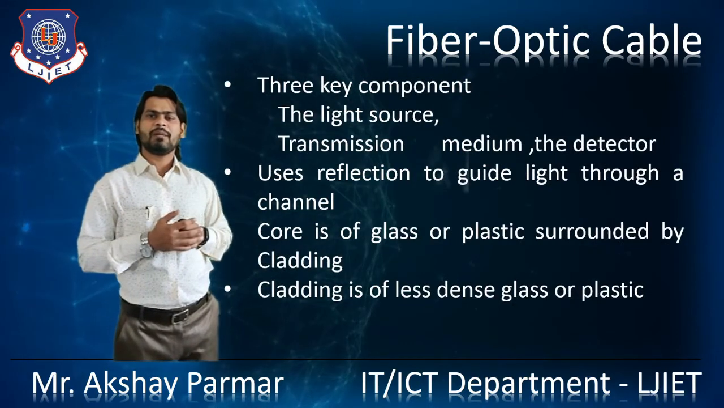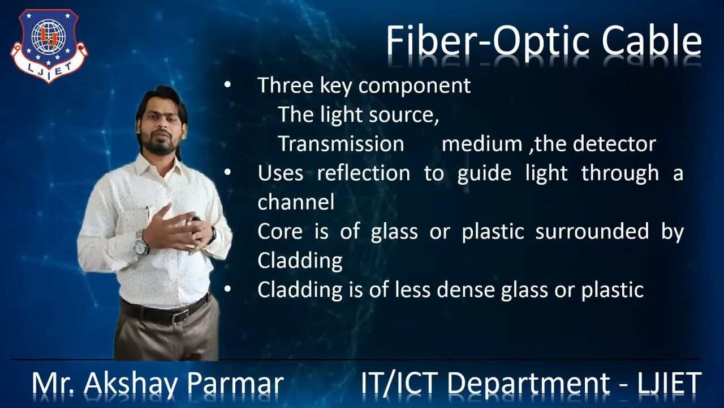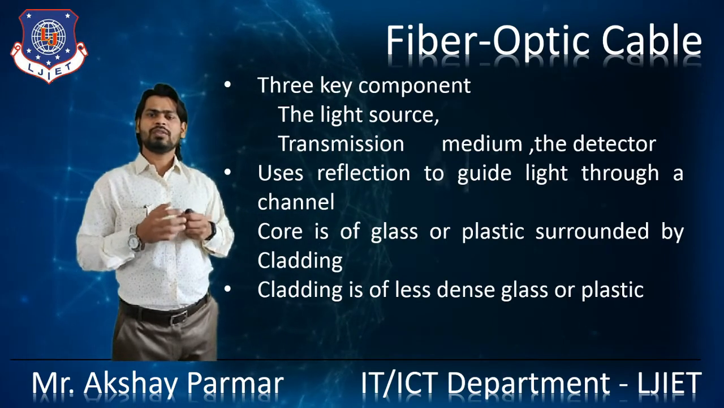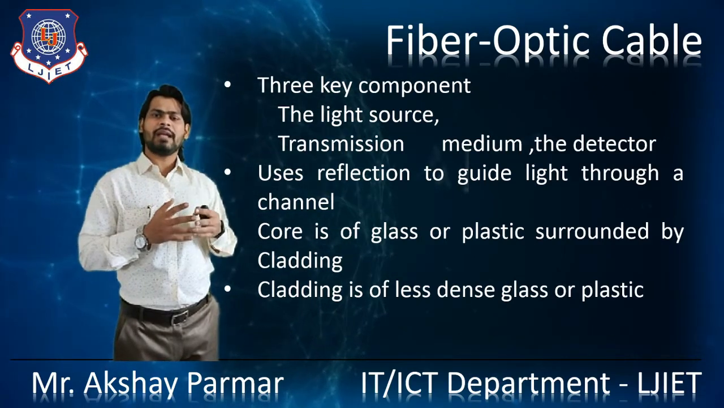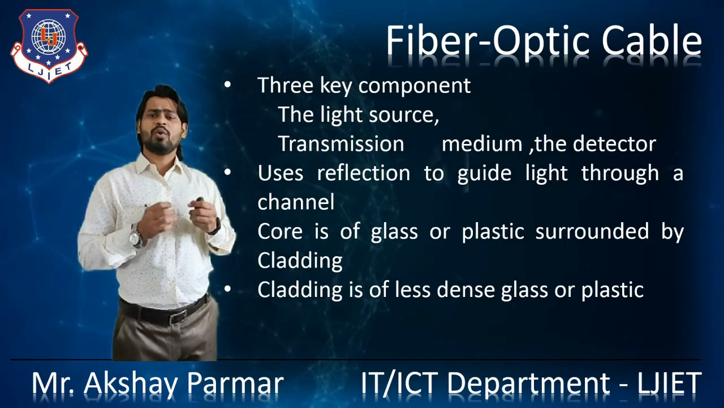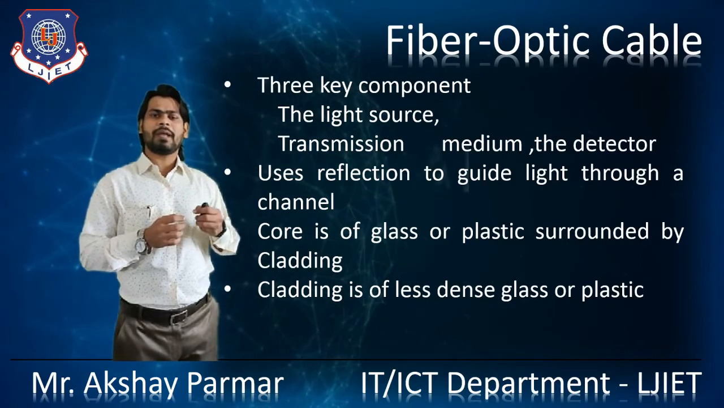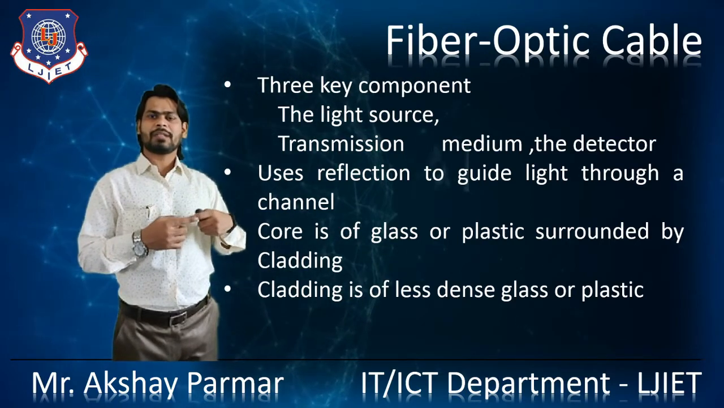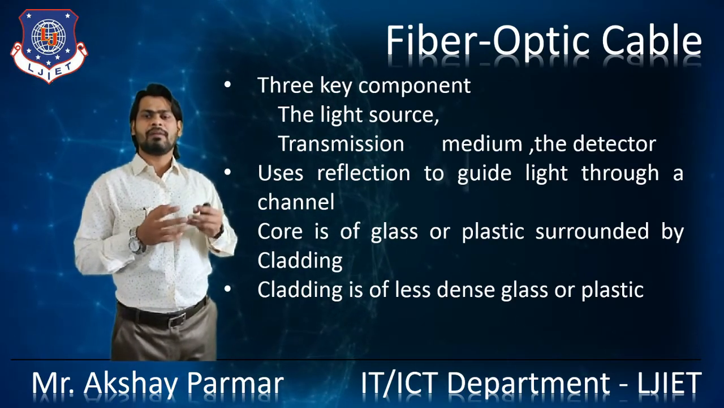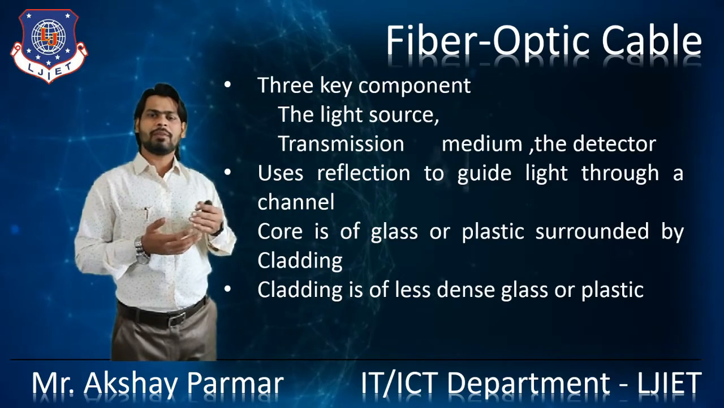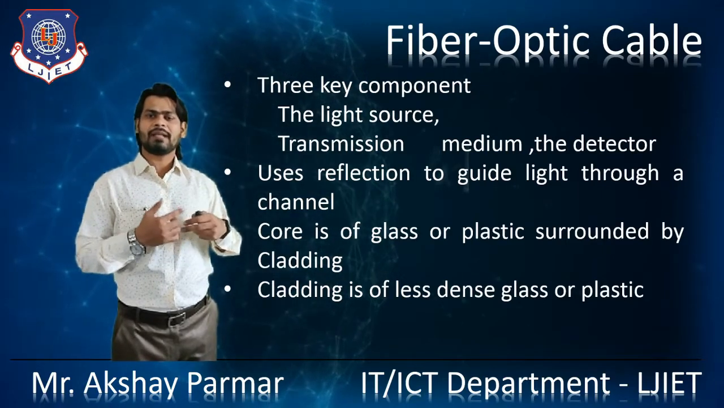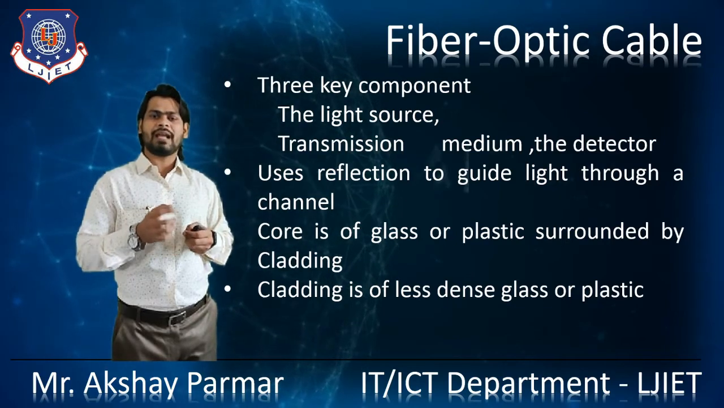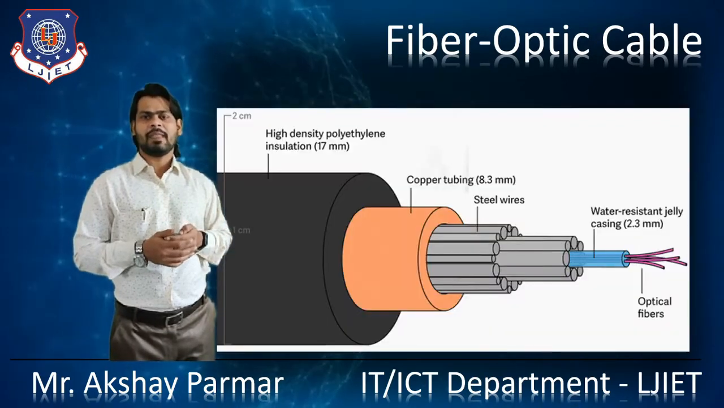The three key components are the light source, the transmission media, and the detector. It uses reflection to guide the light through the channel, right? The core is of glass or plastic surrounded by the cladding. In the fiber optics cable, the base is made from glass or plastic, which is surrounded by the cladding. The cladding is of less dense glass or plastic material, right?